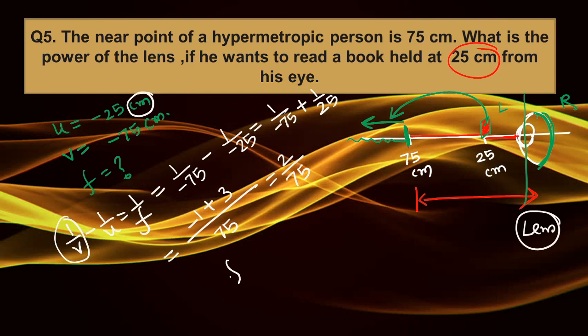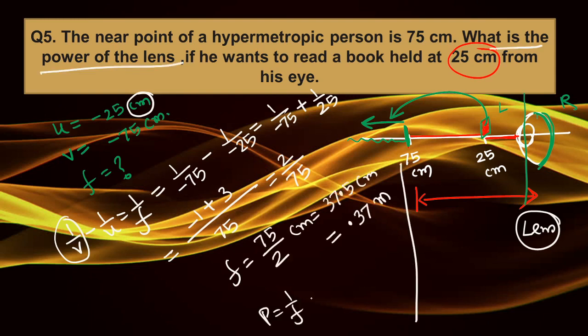Okay, so this is the focal length. The question is what is the power? Okay, this centimeter we can convert into meter, clear? Means 0.37 meter. So now power we know is 1 by f. 1 by f means 1 by 0.37. So it will come approximately 2.67 diopter. Okay, the focal length sign is positive here, so power will also be positive.